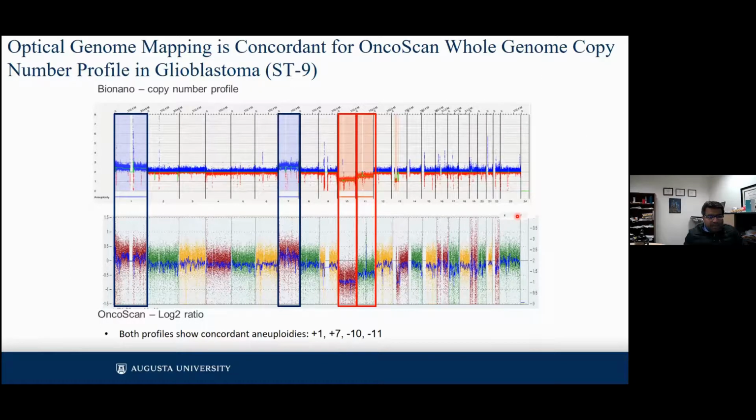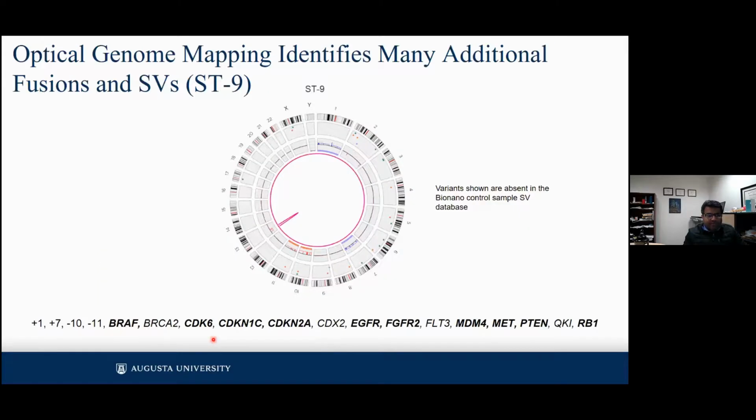Another case, again, this is an adult brain tumor. This is a male, 62 years old. Here, showing the CNV profile by OGM compared to SNP. The top panel is OGM, the bottom panel is SNP, and both the profiles show concordant aneuploidies in 1, 7, 10, and 11. And here, the circus plot shows CNVs and SVs.